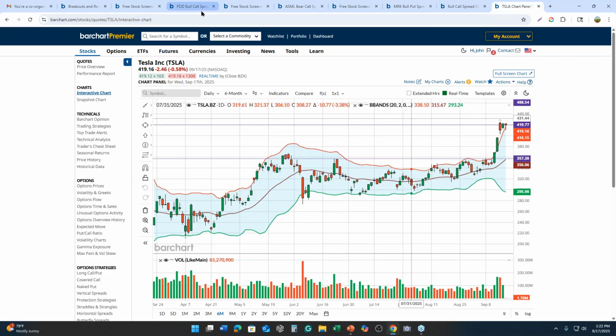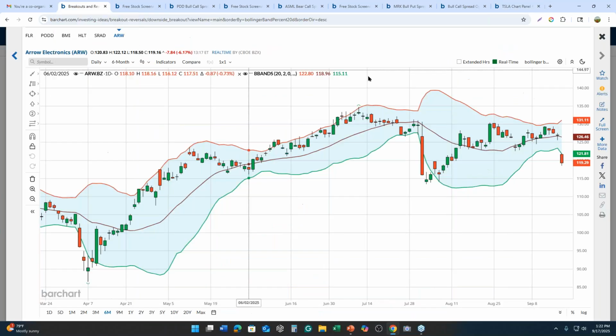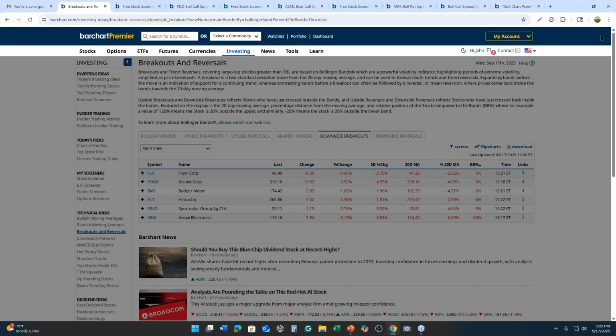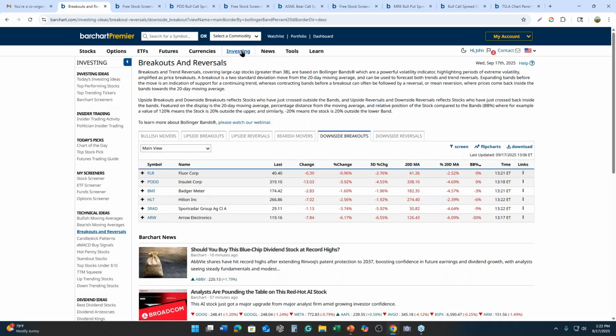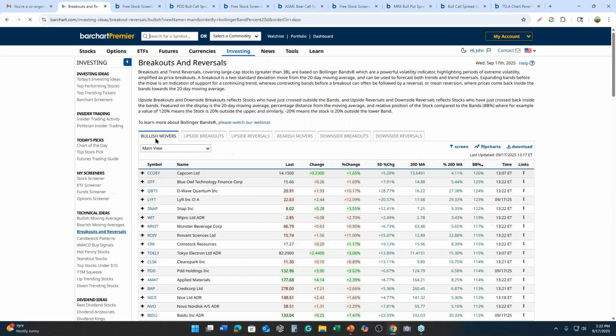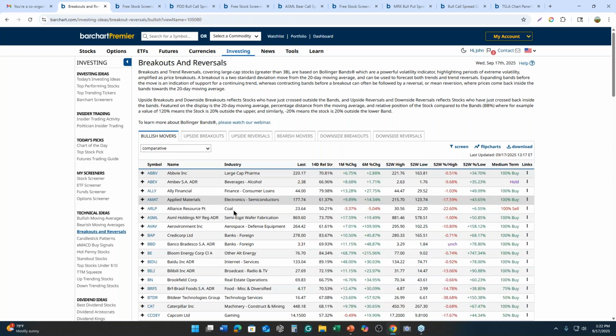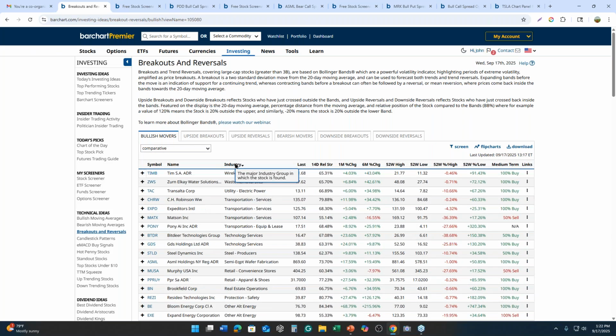So let's go back to our reversal page. For instance, here we're looking at bullish movers, right? These are ones that have been outside the upper Bollinger Band. And again, one of the benefits of being a subscribed member is you can create your own custom views. I have one custom view here called comparative that looks at industry groupings. And so I'm going to sort by that.